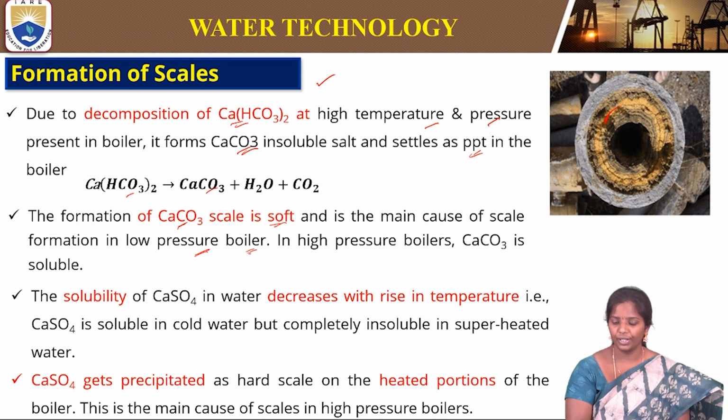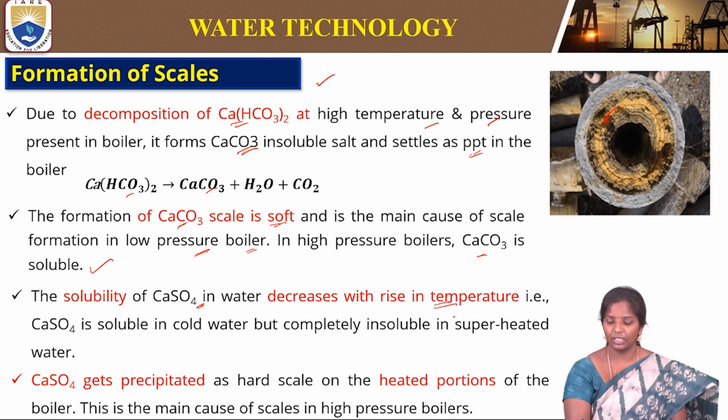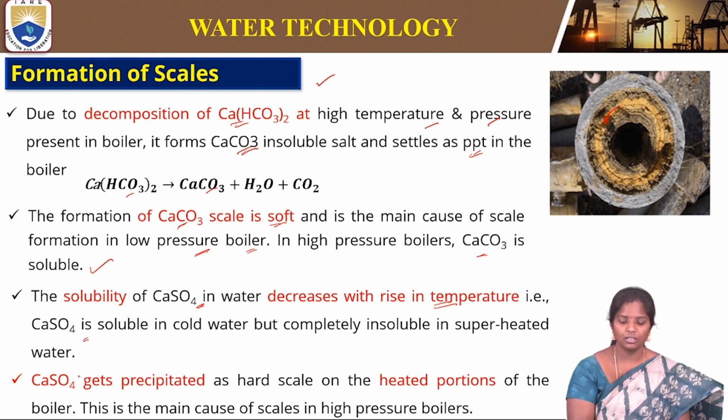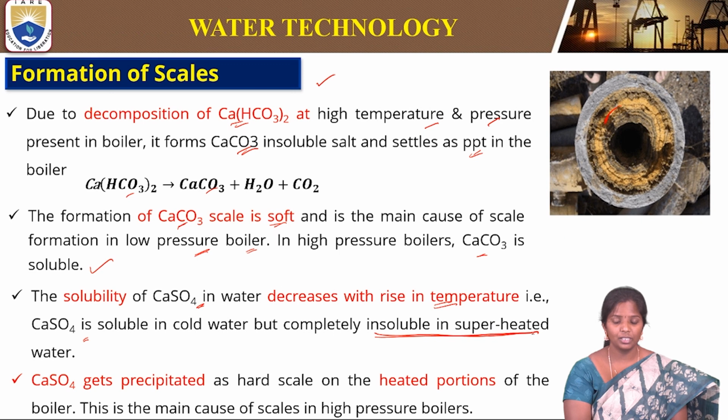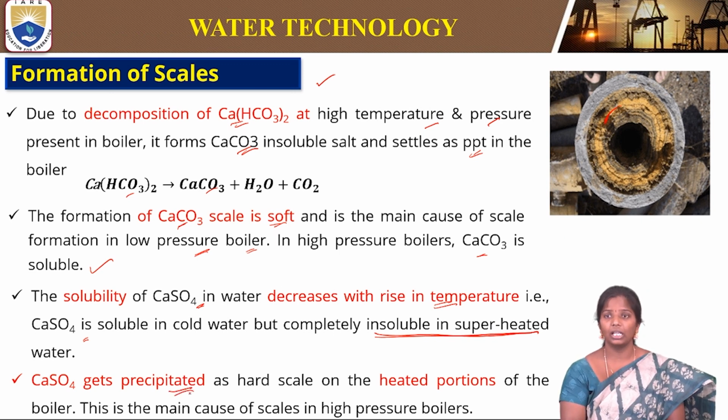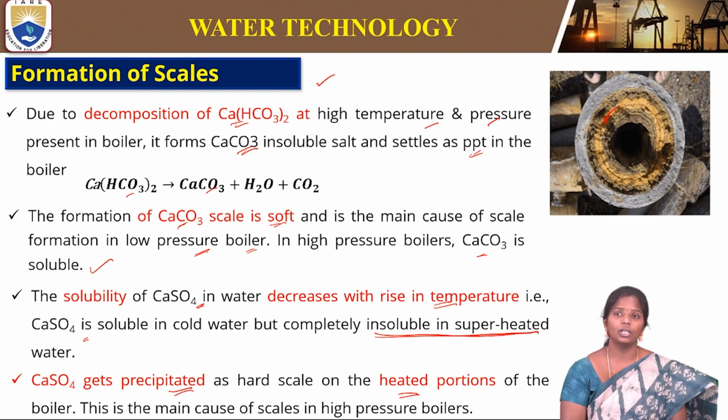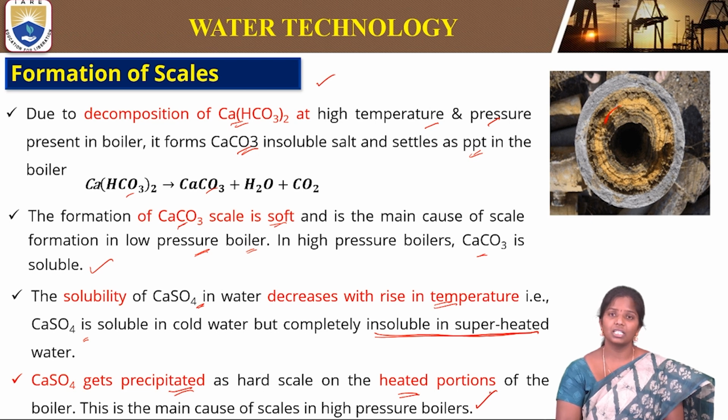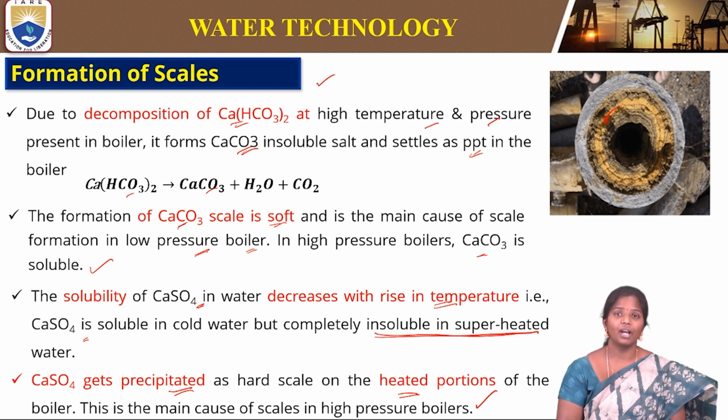So in high pressure boilers, what happens? Calcium carbonate is soluble due to high pressure and temperature. However, the solubility of calcium sulfate in water decreases with a rise in temperature. So in the case of sulfates, the solubility decreases even with a rise in temperature. That is, calcium sulfate is soluble in cold water but completely insoluble in superheated water. So what happens then? It gets precipitated as hard scale on the heated portions of the boiler and causes damage to high pressure boilers. So the presence of sulfates is very dangerous in the operation of high pressure boilers.